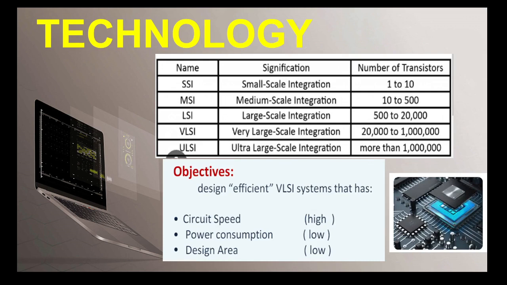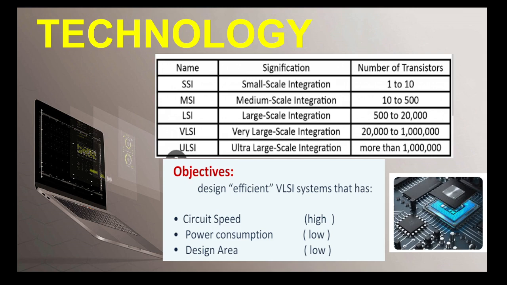Let me have a quick recap of the technology available based on the number of transistors. The technology has been classified into the following types: small scale integration, where the transistor count ranges from 1 to 10; medium scale integration, from 10 to 500; large scale integration, from 500 to 20,000; very large scale integration, which is the technology in our course, from more than 20,000 to 10 lakhs transistors. More than 10 lakhs comes under ultra large scale integration.